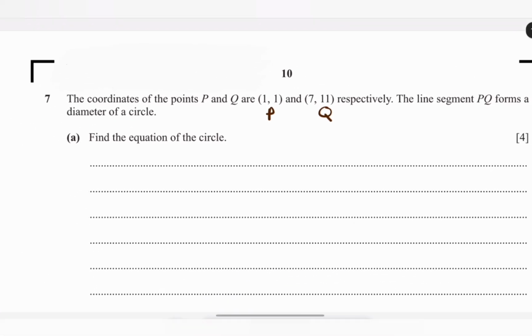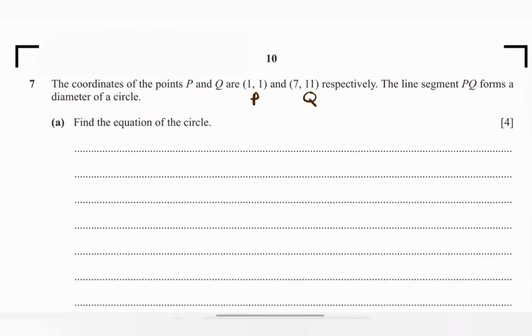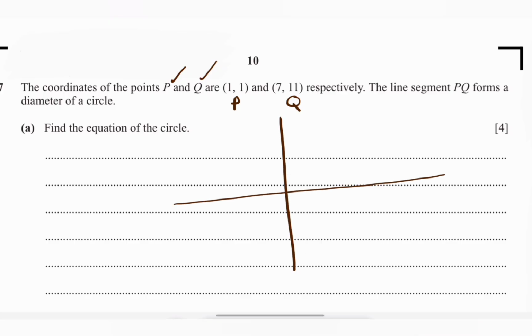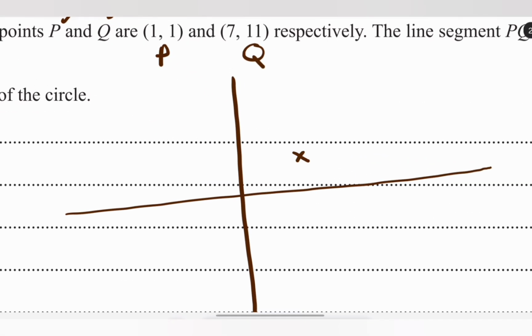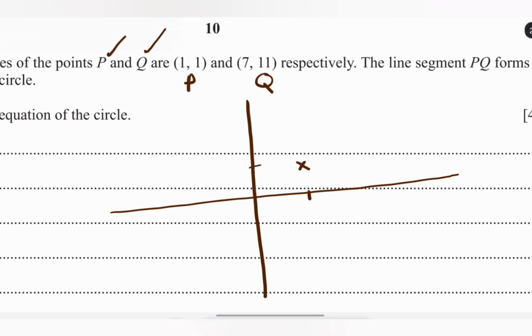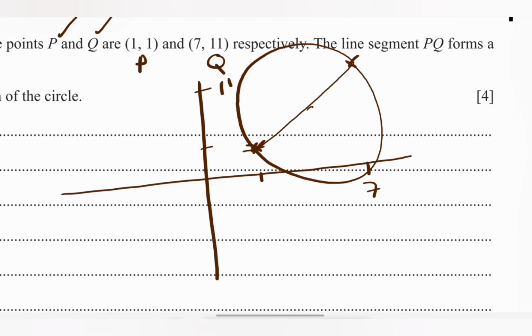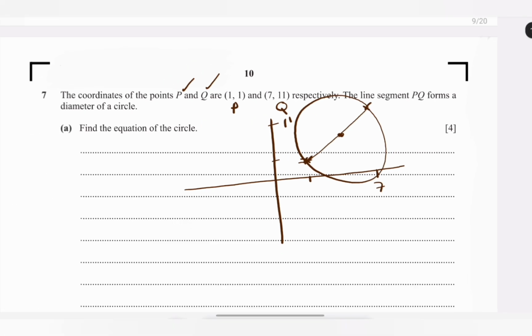Respectively, the line segment PQ forms a diameter of a circle, meaning these two are on the circumference of that circle. Then it says find the equation of the circle. So if we have a Cartesian plane like this, then we are on 1, 1, then 7 and maybe 11 up here, then these two being part of a circle like this, and it's the diameter, meaning it passes through the center like that.